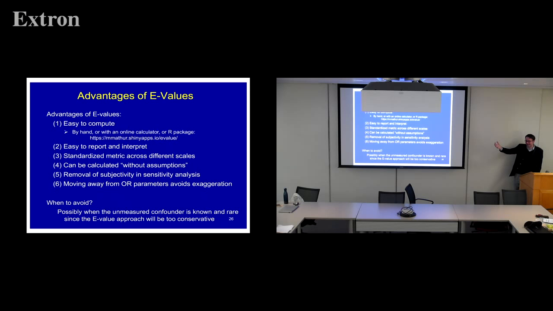an odds ratio of 9 really only gives you a risk ratio of 3, and they're almost always interpreted as risk ratios. So I actually think there should be a move from the odds ratio scale to a risk ratio scale, because odds ratios are so commonly misinterpreted.